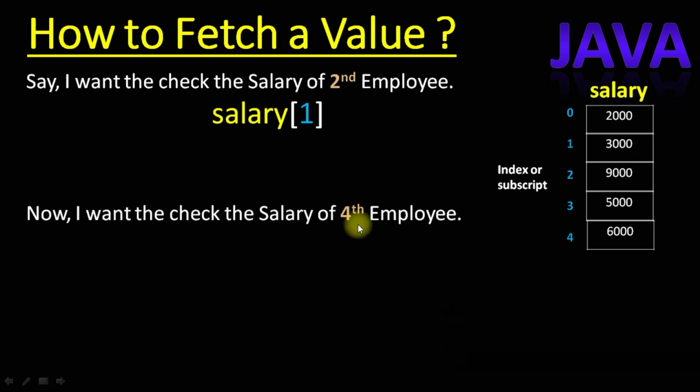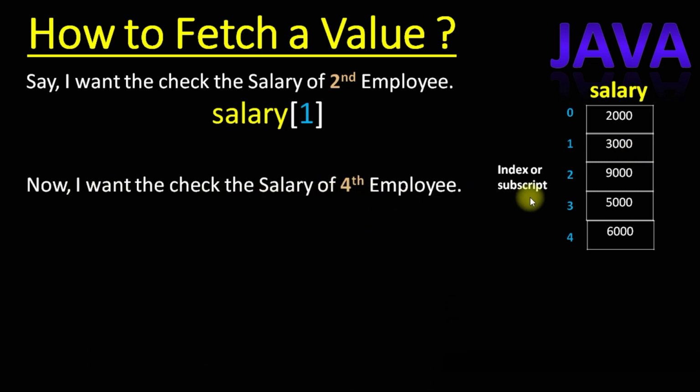Now let's take another example. Let's say I want to check the salary of the fourth employee. So what is my fourth employee? First, second, third, fourth. This is my fourth employee, and what is his index? The index is 3. So I can write this syntax: salary, which is my array name, and under square brackets the fourth position, whose index is 3. So here I can put 3. Salary[1] means it will go to this index and fetch this value. Salary[3] means it will go to this index and fetch this value. This way we can fetch values from an array.